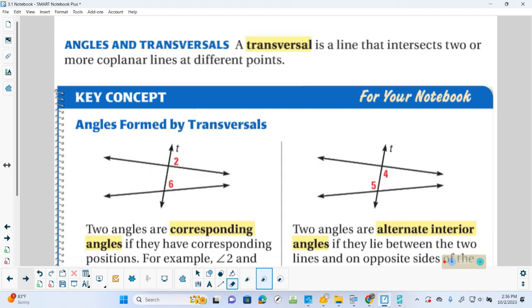Okay. Here's all these fun angles, the color coding up here on the board we're going to get into. So transversal. That's the first blank you got to fill in there. A transversal, a line that intersects two or more coplanar lines at different points. So you can see they're labeled T here. So here's your transversal. Here's our transversal.